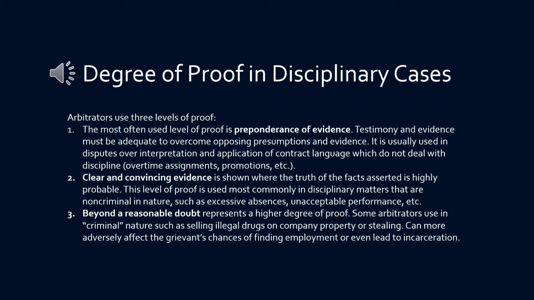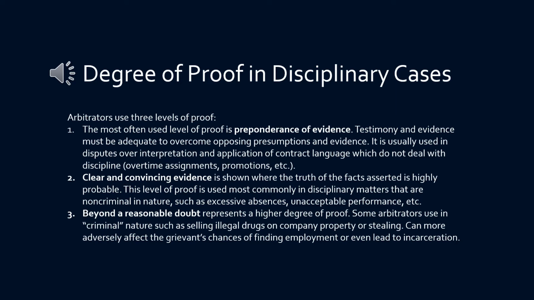Degree of proof in disciplinary cases. Arbitrators use 3 levels of proof. 1. The most often used level of proof is preponderance of evidence. Testimony and evidence must be adequate to overcome opposing presumptions and evidence. It is usually used in disputes over interpretation and application of contract language which do not deal with discipline, overtime assignments, promotions, etc.